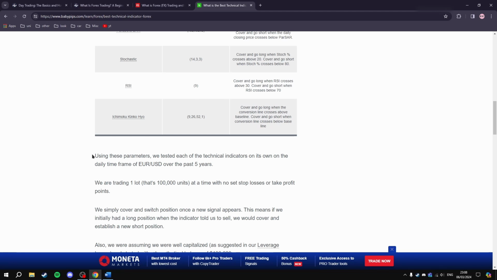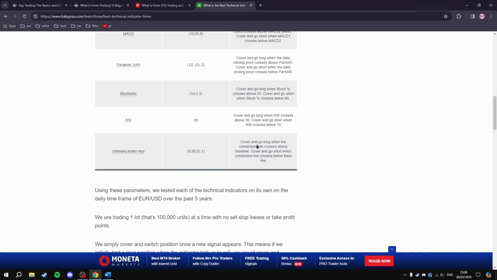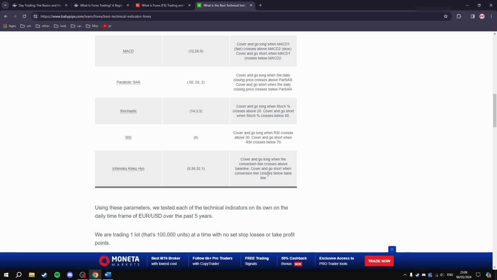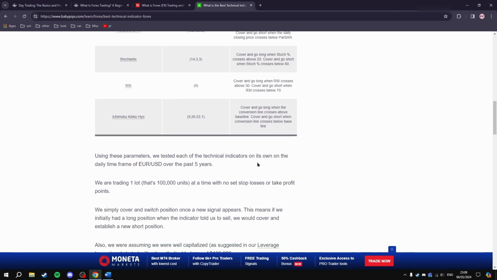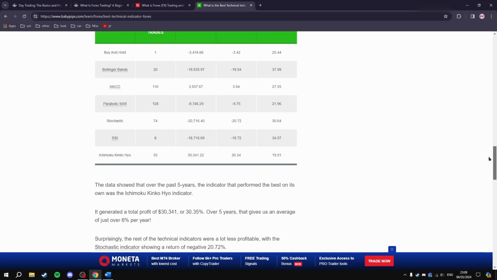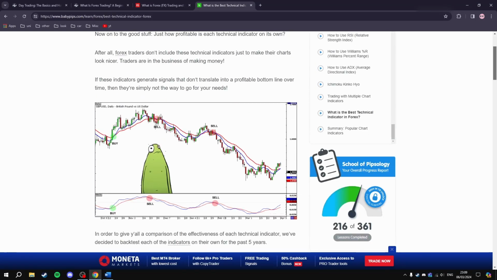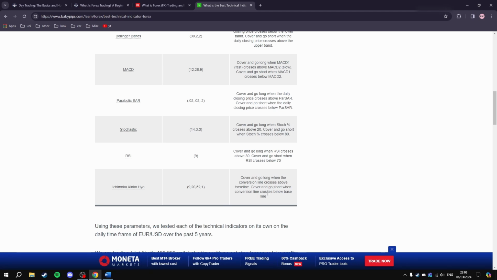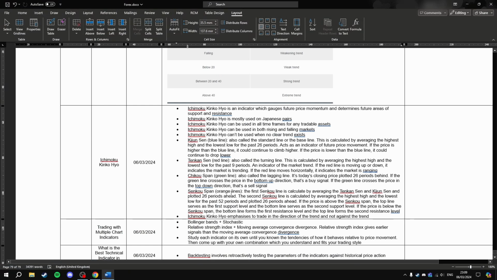Right, okay. Using these parameters, we tested each of the technical indicators on its own on the daily time frame of EUR/USD over the past 5 years. Is there a graph later on for this? Yeah, I still don't really understand how the Ichimoku Kinko Hyo really works, to be honest.